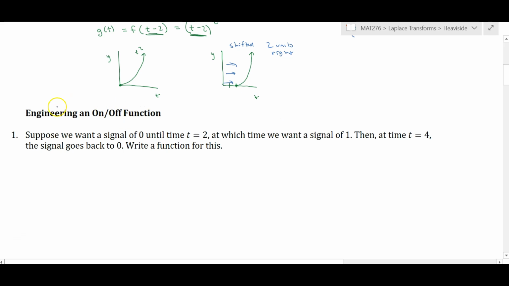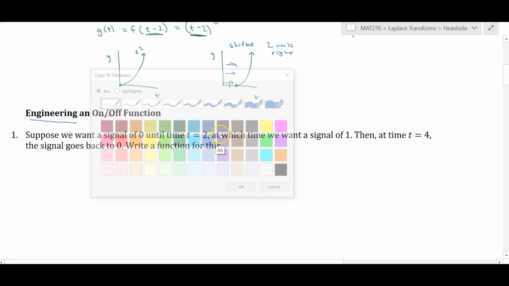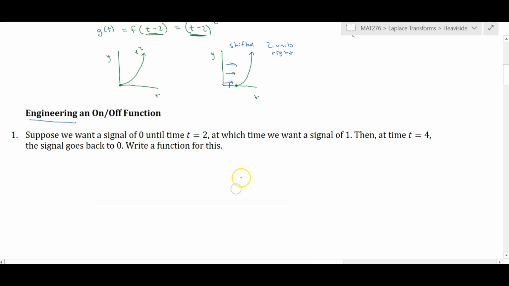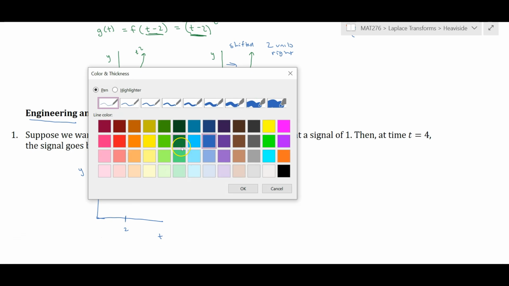But if we get creative, we can actually engineer certain behaviors by using the Heaviside function. So suppose we want a signal of 0 until time equals 2. Okay, so graphically, what we're going to be looking for is, maybe just call this y versus t, up until time 2, we want a signal of 0.